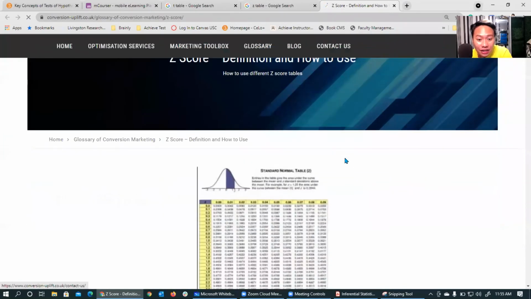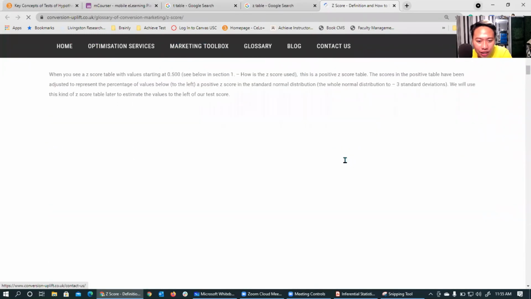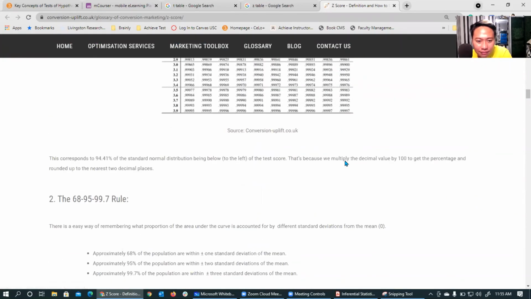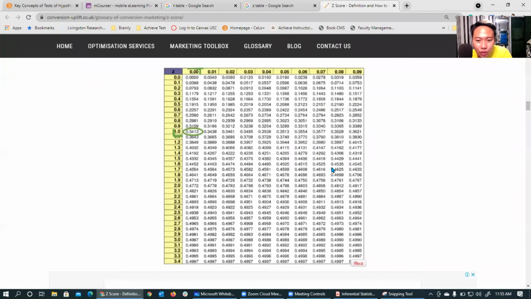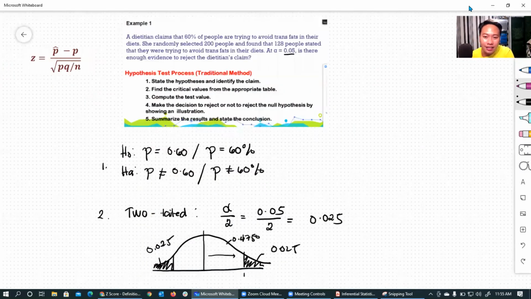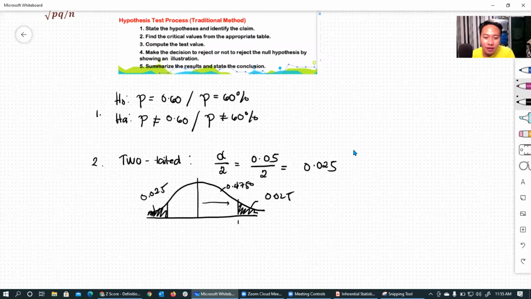You see my entire screen, right? I hope we can see a clearer image of this here. So we have 4750. This is 4750. The Z score is 1.96. Very good. So the critical value is simple: positive 1.96 and negative 1.96.